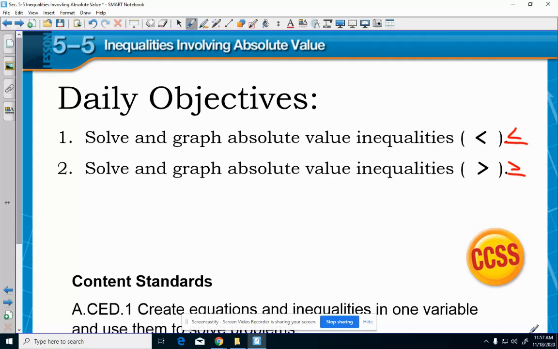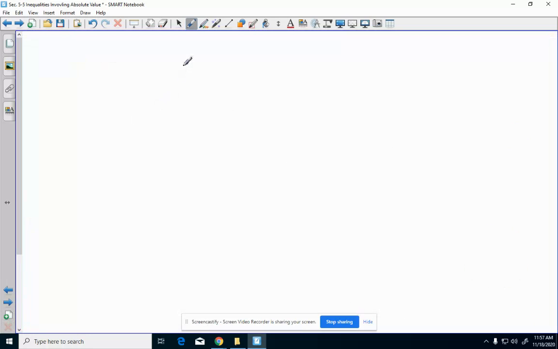Good. Whether the circle's open or closed. That's it. All right. In order to be able to do this, though, I need you to think back to solving an absolute value equation. So if I gave you one, here would be an example. If you had something like 2x minus 4, the absolute value of that is equal to 10.